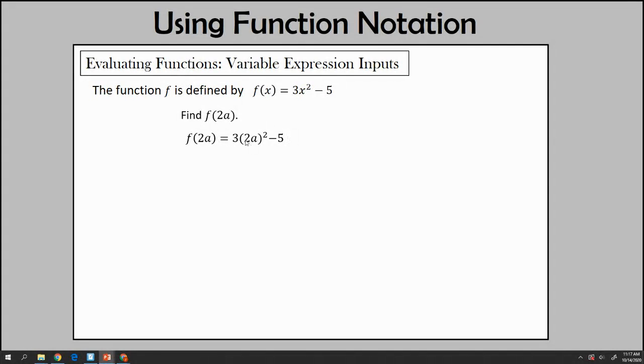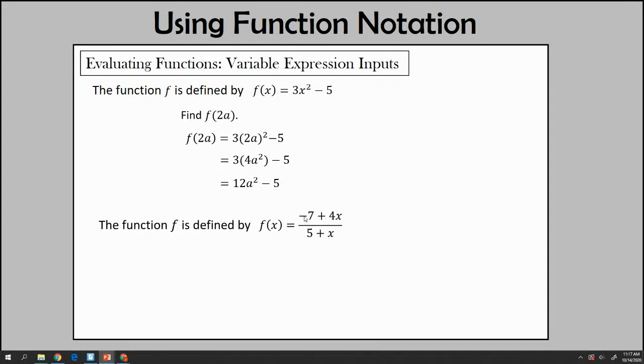So 2a squared is 2a times 2a, which is 4a squared. 3 times 4a squared is, we'll multiply the 3 and the 4 together, get 12a squared minus 5. And that's all the more I can do. So the answer is going to be this expression when you plug 2a into the function. Okay, your answer won't be a single number itself because you have another variable in here.